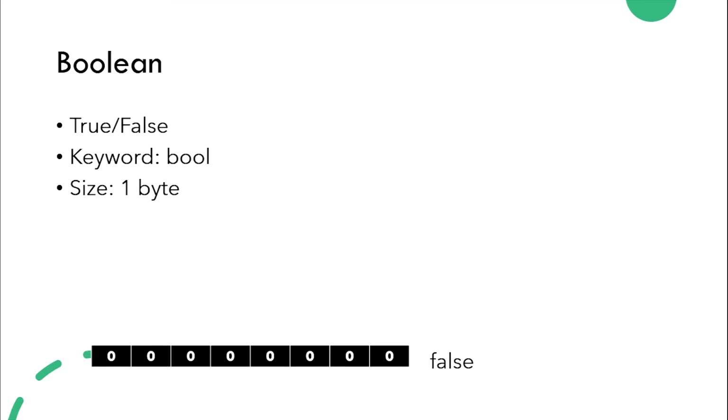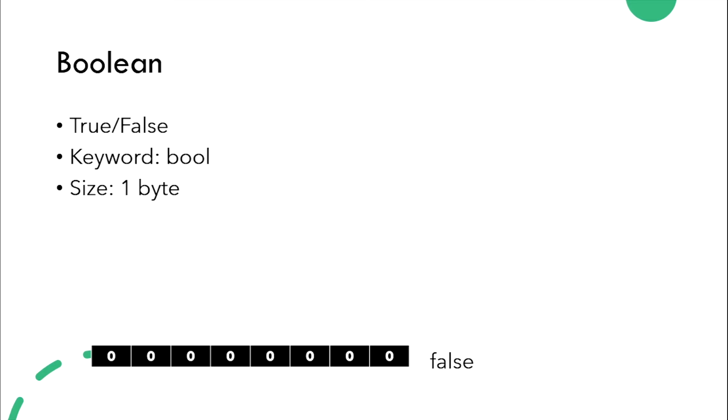At first, let us look at a Boolean data type. A Boolean data type is one of the simplest data types in C++, and it tells us whether something is true or false. We use the keyword bool to denote that the variable type of the variable that we're declaring is Boolean. And the size of a Boolean variable is 1 byte. That means it is stored in 8 bits as shown below.